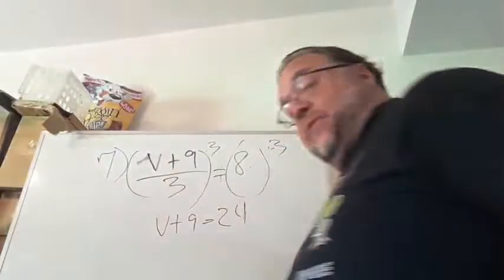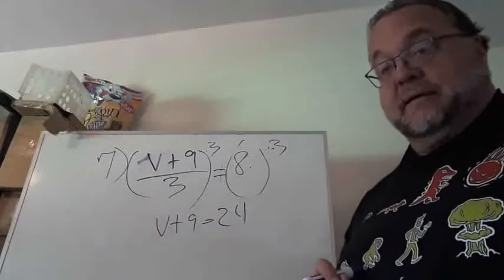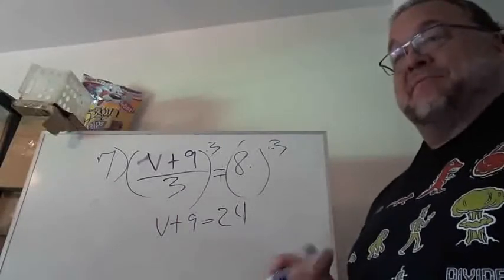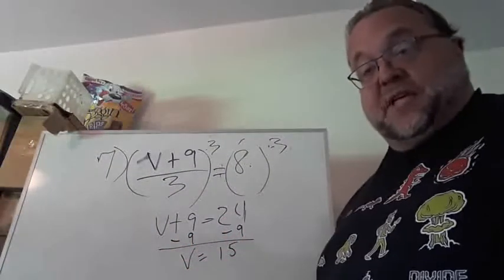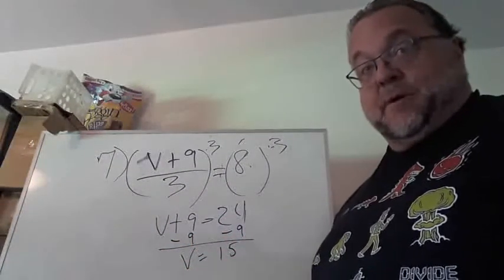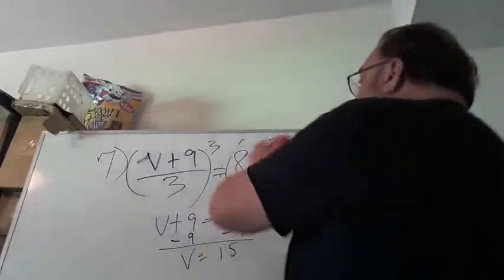Now, I have 24 there. What do I do now? Well, remember, I've got my variable. It doesn't have a multiple on it, so all I really need to do is get rid of that 9. I get rid of the 9 by subtracting 9, and I have to do it from both sides. And when I do that, I get v equals 15. Remember? All right, so let's take a look at one more.